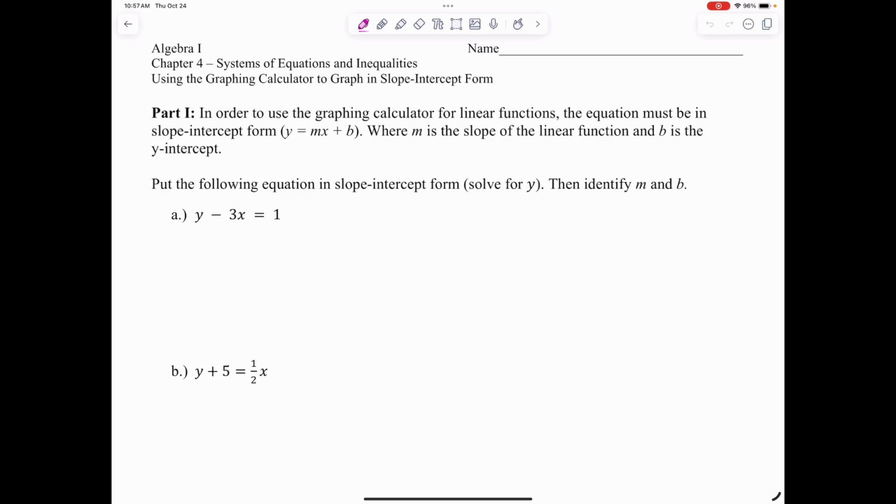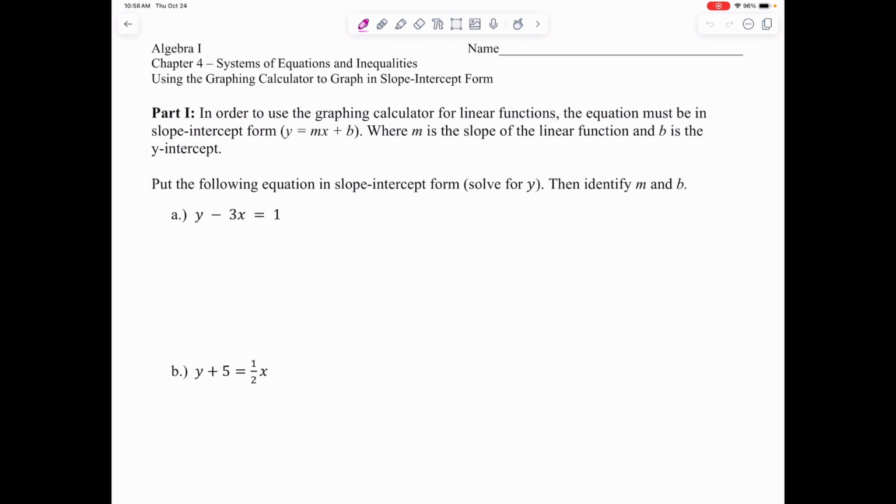Today's lesson is called Using the Graphing Calculator to Graph in Slope-Intercept Form. So for part one of today's lesson, in order to use the graphing calculator for linear functions, the equation must be in slope-intercept form. That means y equals mx plus b form, where m is the slope of the linear function and b is the y-intercept.